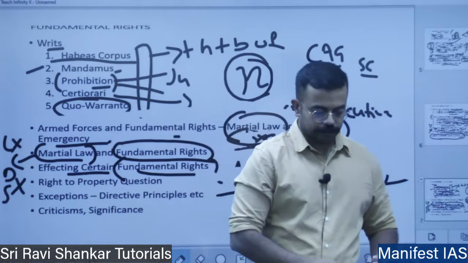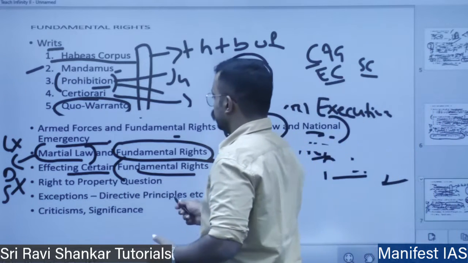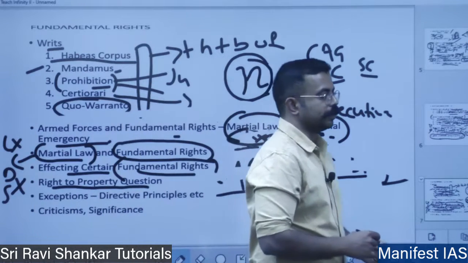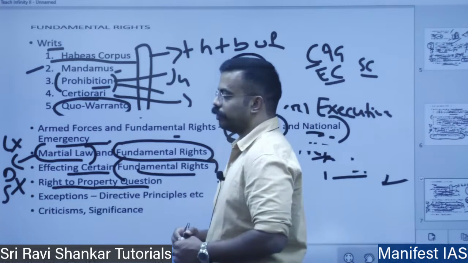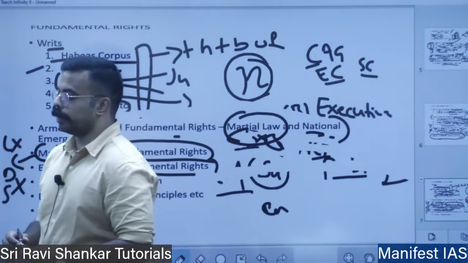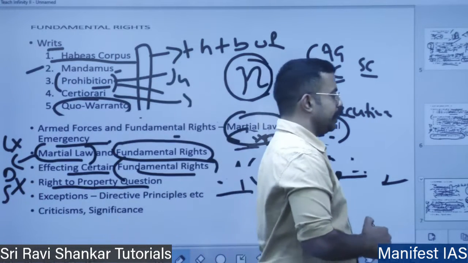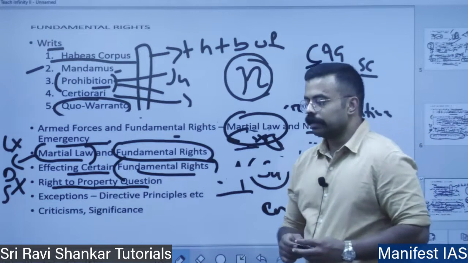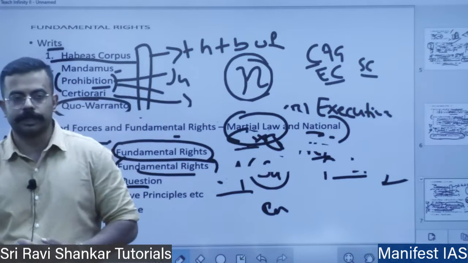Okay. Next comes the question of right to property. So earlier, Article 31, right to property was a fundamental right. That is, state cannot take away your property, immovable property, not movable property. Immovable property cannot be taken away by the state forcefully. So you can go to court and get your property back.